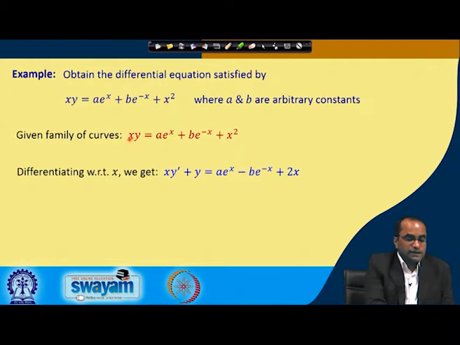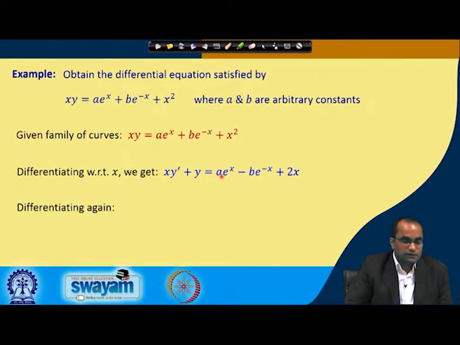We will get x y prime plus y, that is the derivative of this x y term. So, the product rule applies. Now, the derivative of a e power x is a e power x, and b e power minus x will give minus b e power minus x, and the derivative of x square is 2 x. So, we have differentiated this with respect to x only once, and now we have to differentiate this once again, because we do see here 2 arbitrary constants in the equation.